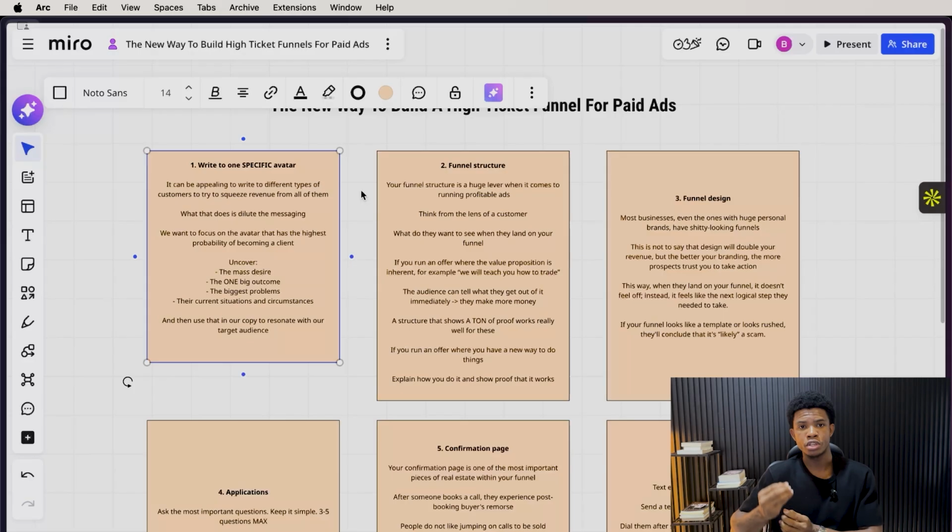They simply don't trust you because prospects who are coming from paid traffic are cold. They don't care about you. All they care about is the outcome that they're looking for. So when they come to the funnel and it looks like shit, what's going to happen? They're simply going to bounce off the funnel, right?